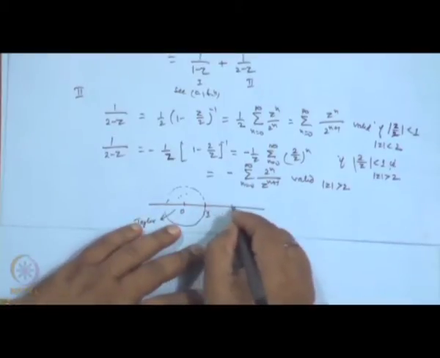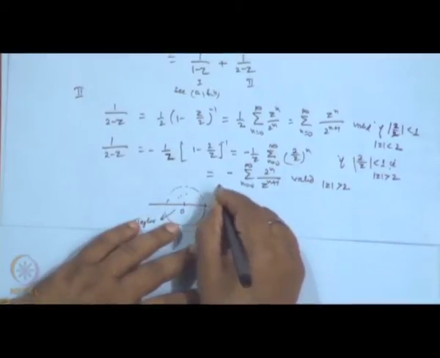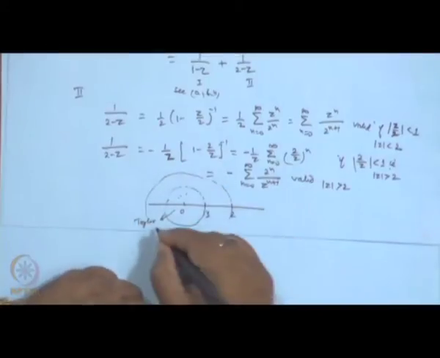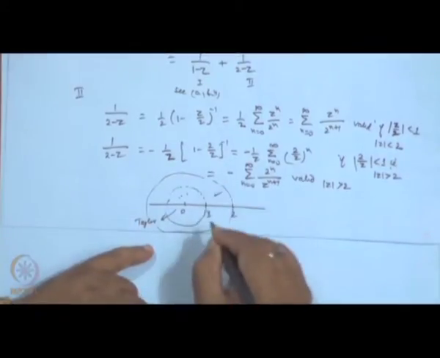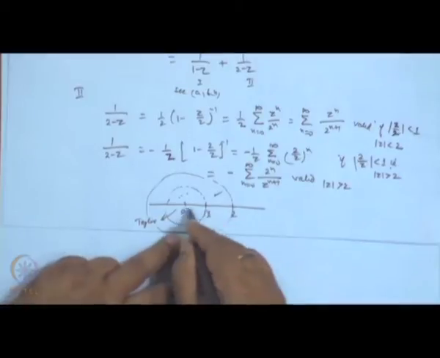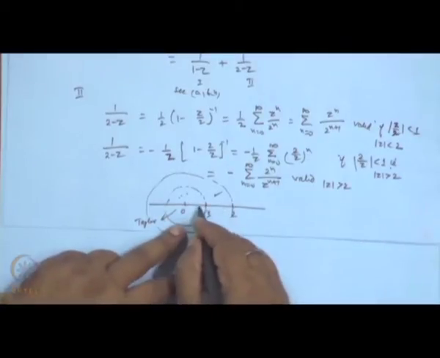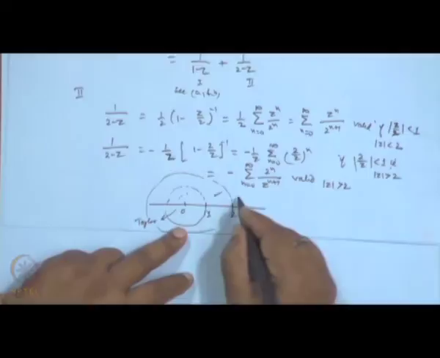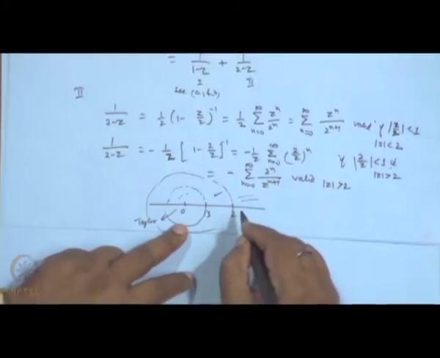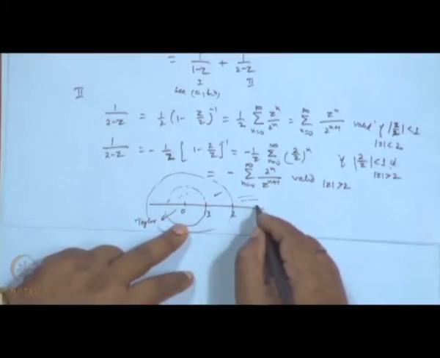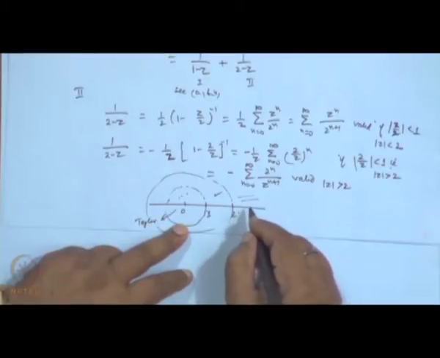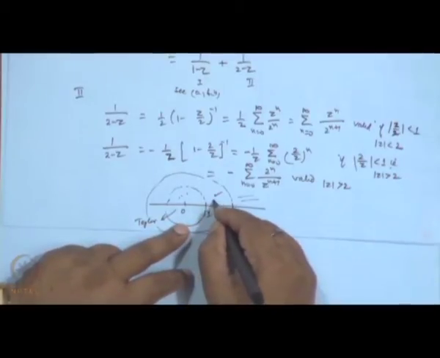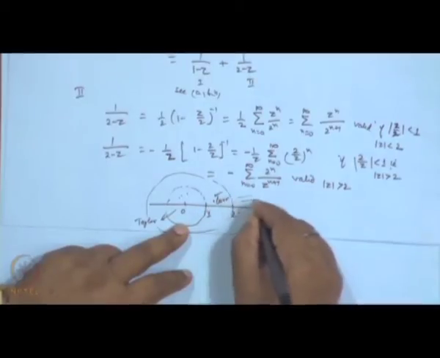So, we can write down the Taylor series expansion, because there is no other singularity. But from 1 to 2, if I look, in this region the function is analytic, but it is an annulus. So, we can write down the Laurent series expansion for this. Again, when mod z is greater than 2, again this is an annulus, so here also we can write the Laurent series expansion.